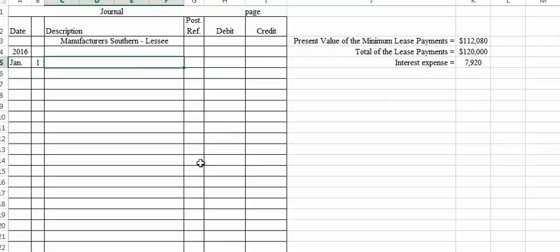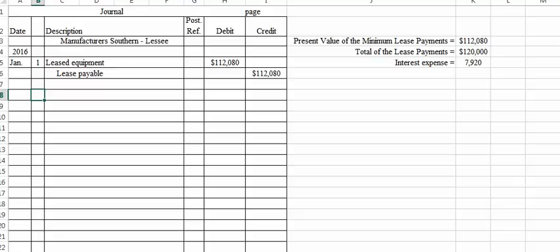So what we're going to do here is debit an asset account, leased equipment, and it gets debited for the present value of the minimum lease payments, the $112,080. Okay, and we'll credit a liability account, leases or lease payable. Probably just put lease payable here, but if you had several of them and you were grouping them together on the balance sheet, we'd call them leases payable. And it's credited for the $112,080 as well.